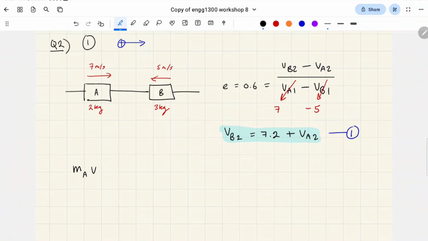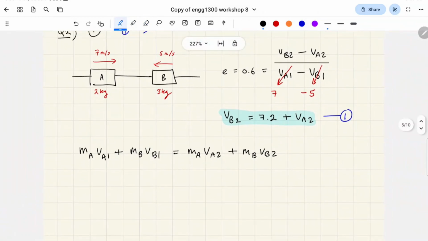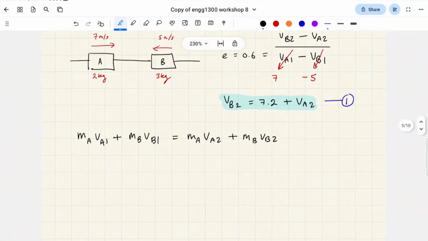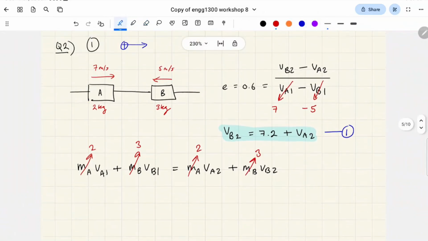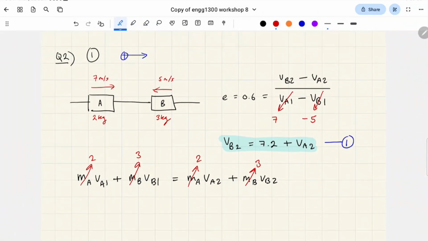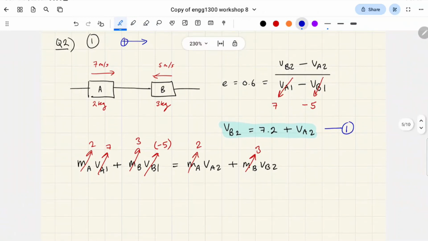Second bit of information we know is our conservation of momentum. Right, which looks like that for an elastic or inelastic collision, right? And so we're given our masses, right? 2 and 3. Oops. And we already knew the initial speed for A and B, right? Keep in mind this is still a negative for B. And what we don't know is VA2, VB2, and so we're going to plug in our equation that we solved for.